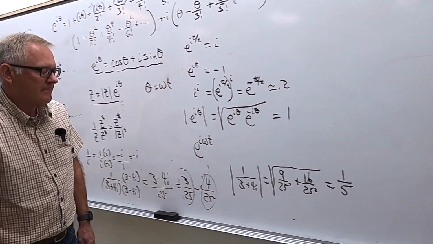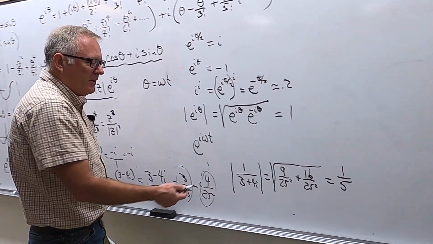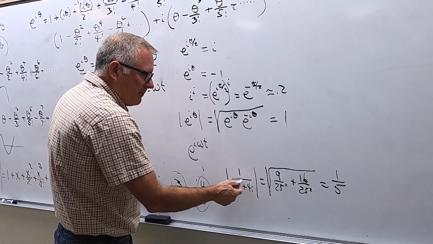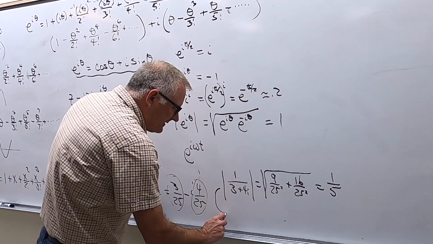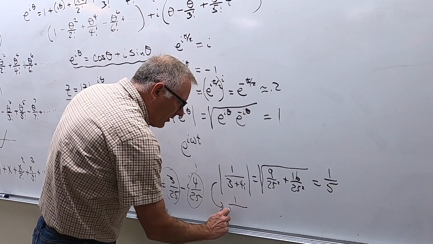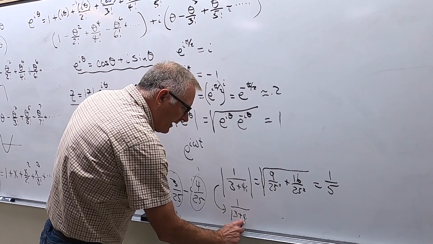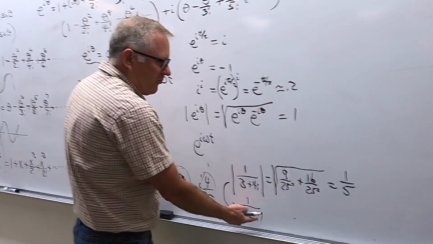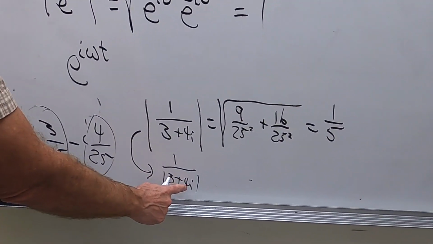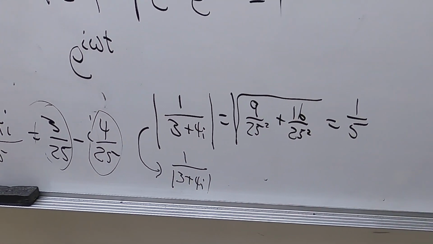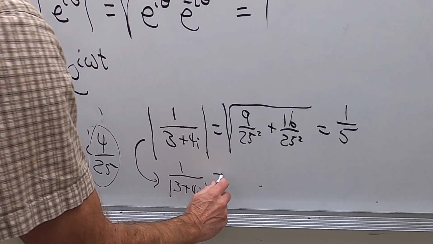Now, if we didn't want to, we could have just asked what is the magnitude of this number, because this happens to also be 1 over 3 plus 4i, and we know that the magnitude of 3 plus 4i is 5, because the square root of 9 plus 16 is 25. So this would just be 1/5 also.